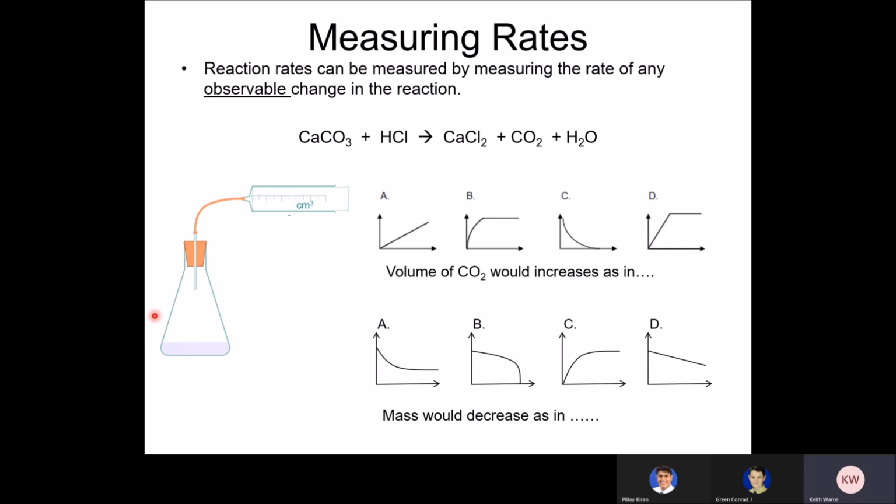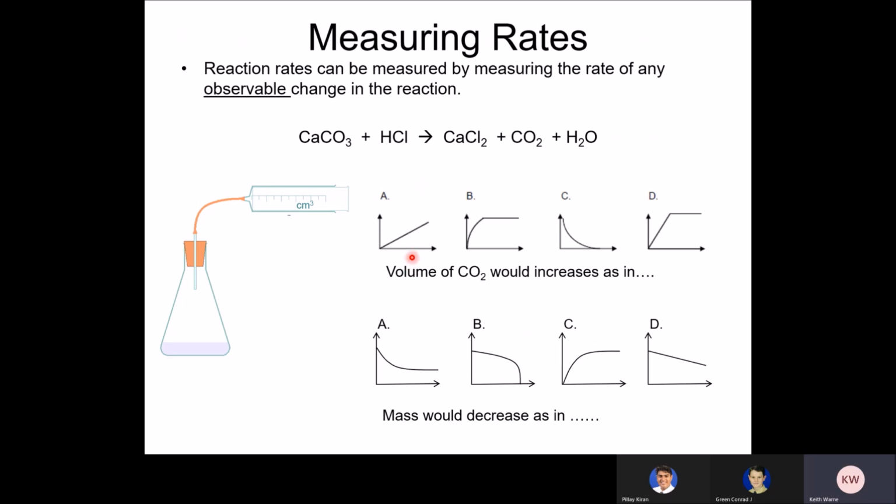Now, how would it go down? Would it be like A, like B, like C, or like D? Think about it. I know I haven't taught you this, just think about it. What's changing as the reaction proceeds? CaCO3 is reacting with HCl. How would it change with time? Okay, let's see some guesses.